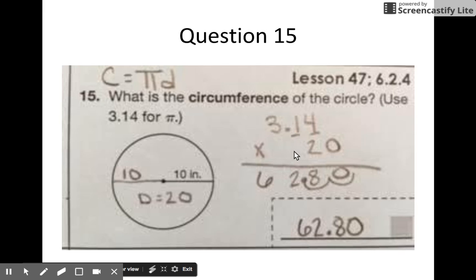Now I cannot forget about my decimal. There's 2 places after my decimal, so I go in my answer and swoop twice. 1, 2. So I come up with the final answer of 62 and 80 hundredths, or 62 and 8 tenths.